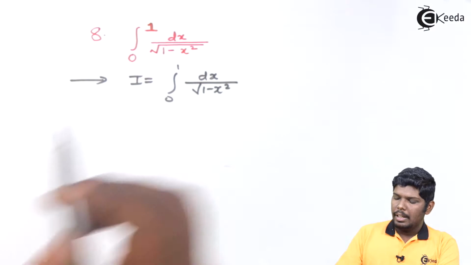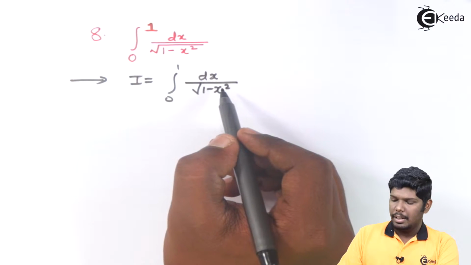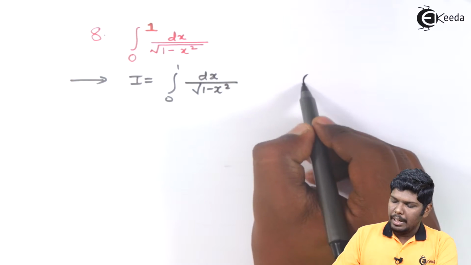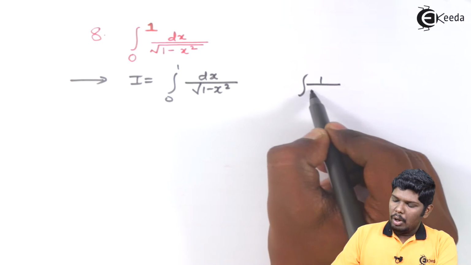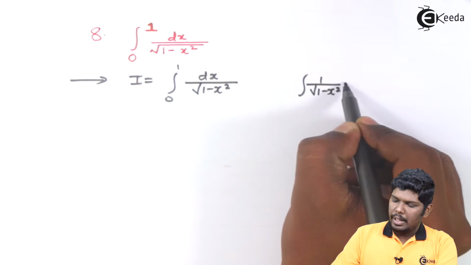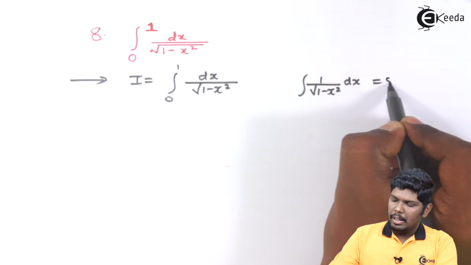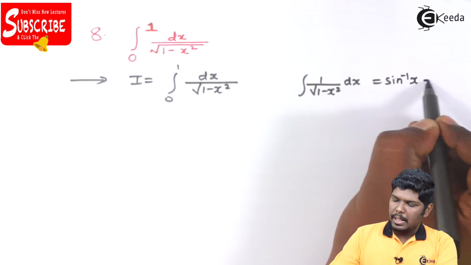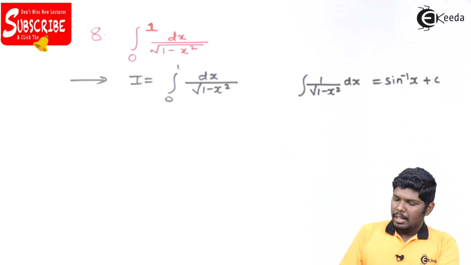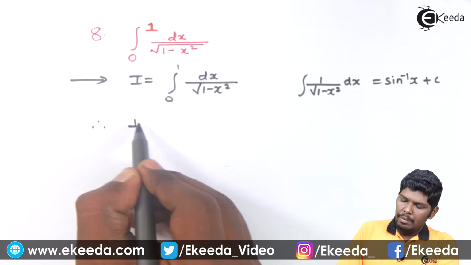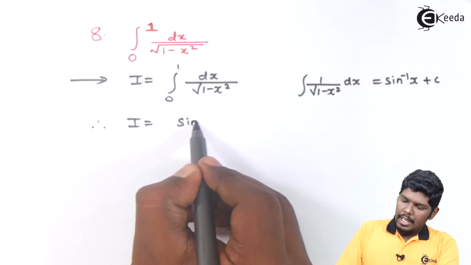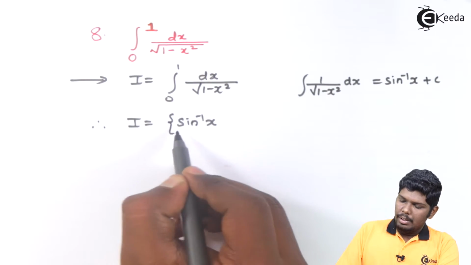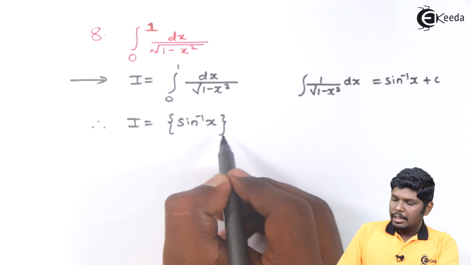Now you can see this function is a standard function. As we have already seen in the chapter integration, integral of 1 upon under root 1 minus x square dx is nothing but sine inverse x plus c. Similarly, here the value of I will be sine inverse x within limits 0 to 1.